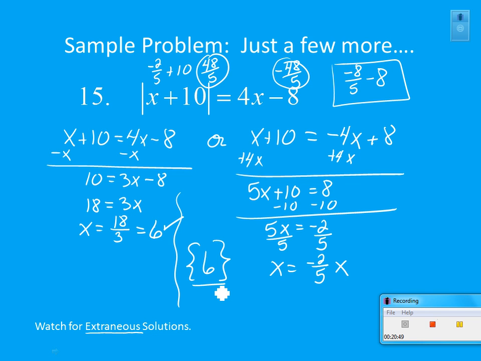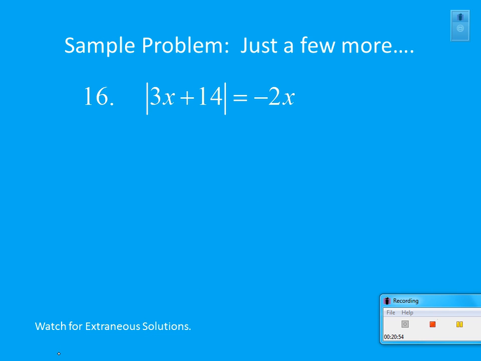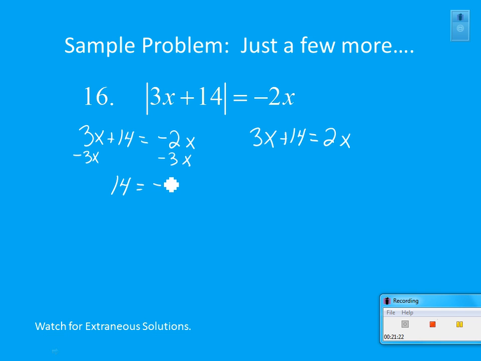Okay. Hang with me, I just got 2 more. Here's your number 16. The same setup. When I set this up, guys, I got to go 3x plus 14 equal negative 2x. And then I've got to go 3x plus 14 equal the opposite of that. Well, the opposite of negative 2x is positive 2x. Hey, now let's solve it. I'm going to minus 3x from both sides. So I have 14 equal negative 5x. Divide both sides by negative 5, so I got negative 14 over 5.